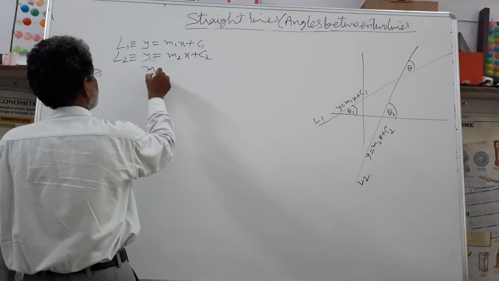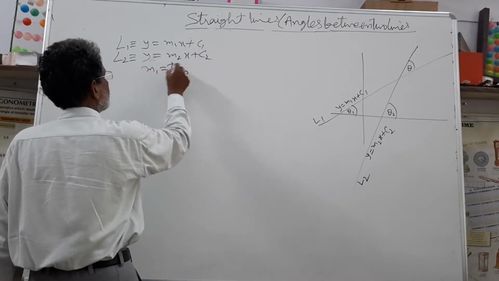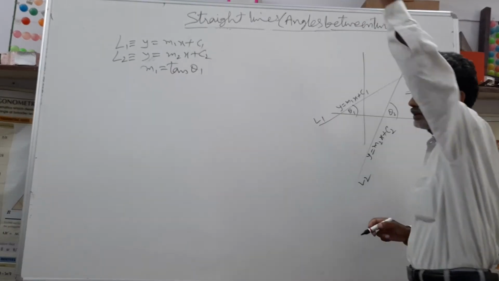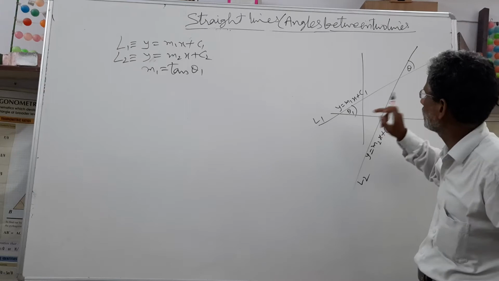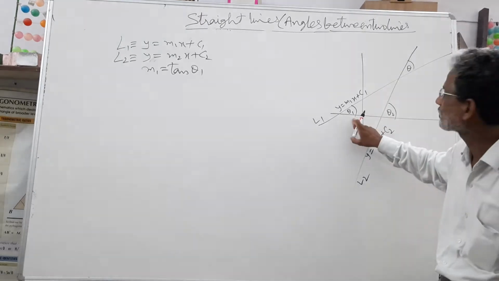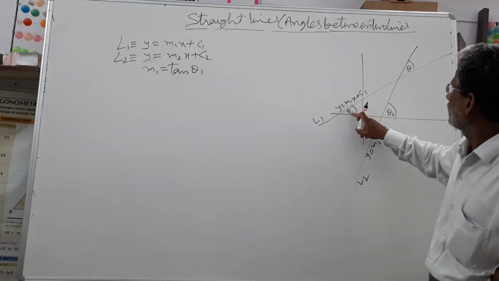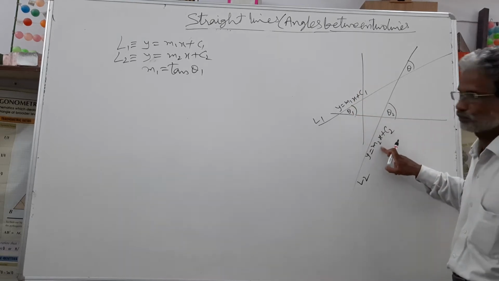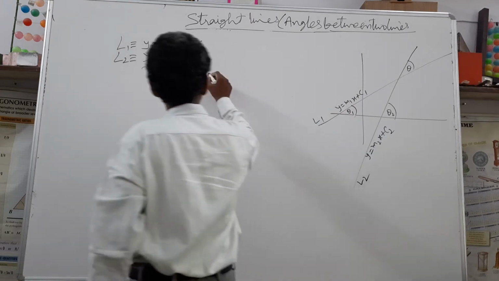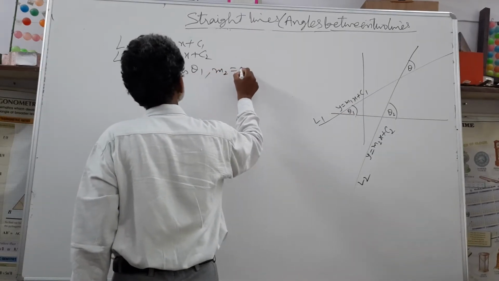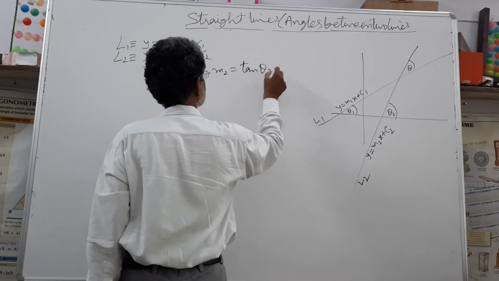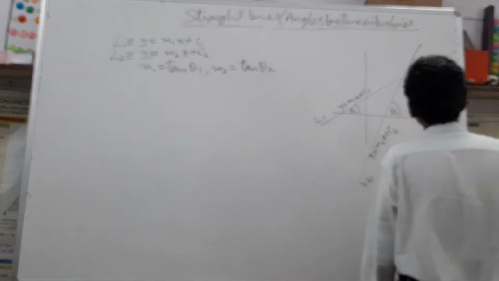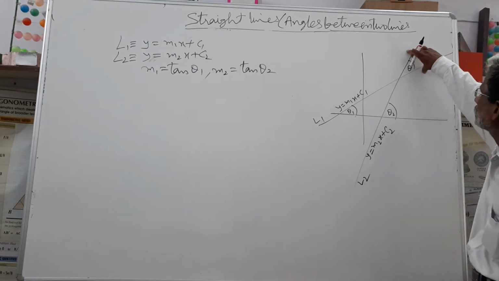As you know, m is equal to tan theta, where theta is the angle made by the line with the positive x-axis. So m1 is equal to tan theta 1 and m2 is equal to tan theta 2. Let the angle between these two lines L1 and L2 be theta.